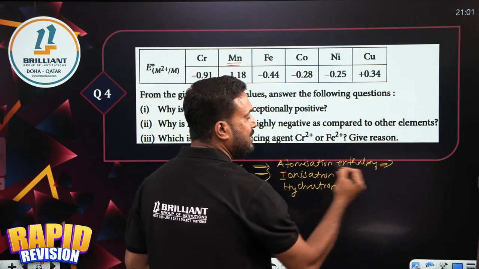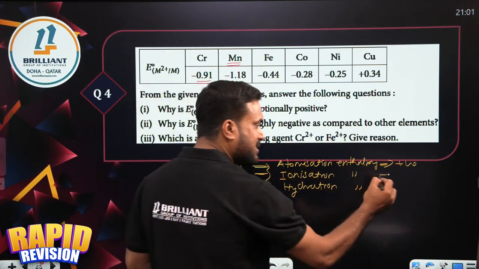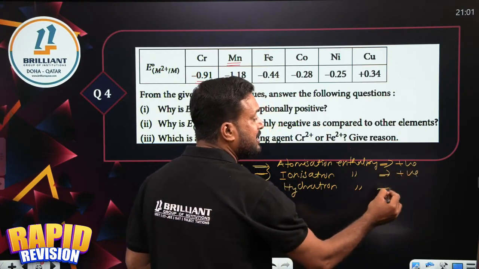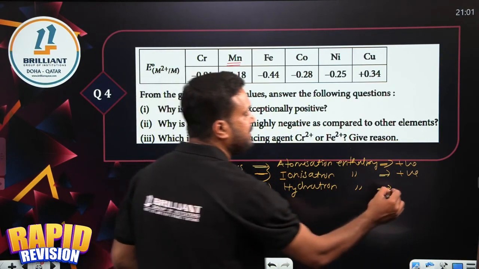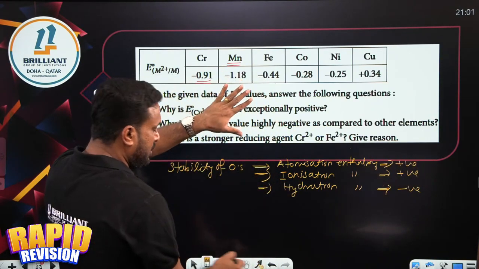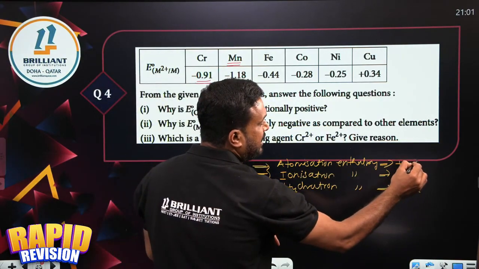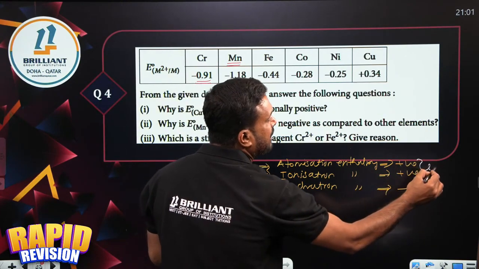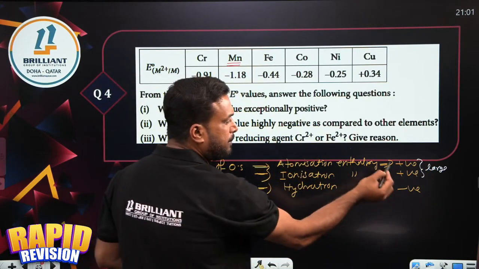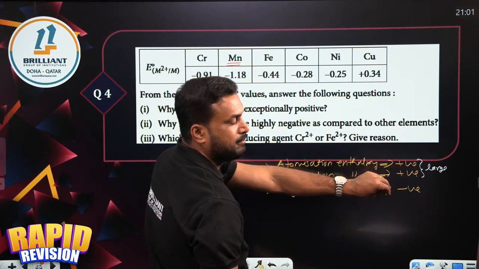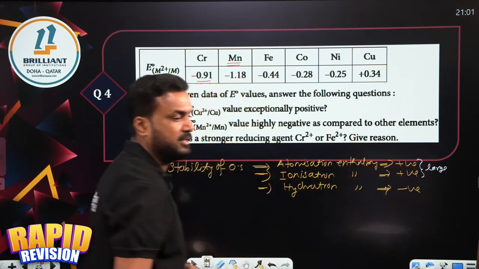Here the enthalpy of atomization is positive, because we are supplying energy. Ionization enthalpy is also positive, but hydration enthalpy is negative. When an ion dissolves in water, it liberates energy, that is hydration enthalpy, which is negative. So in such a question, if the E naught value is positive, you have to say that the sum of the first two will be a large value, because when these two are positive and this is negative, and the sum is positive, the first two are higher than the hydration enthalpy.